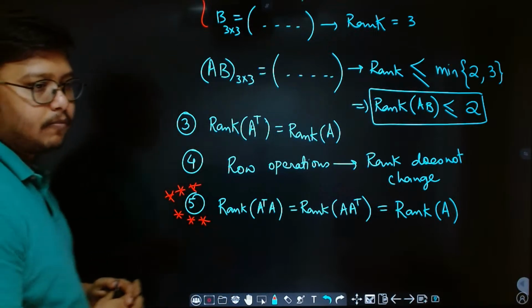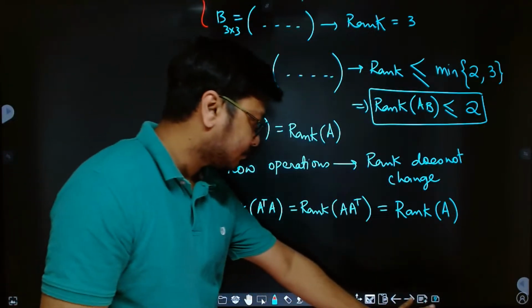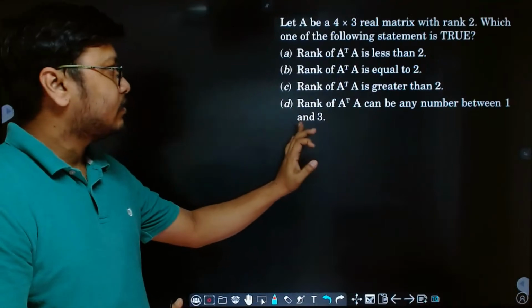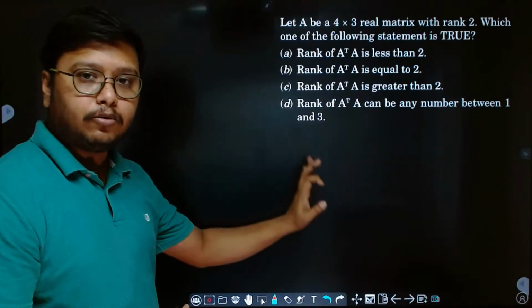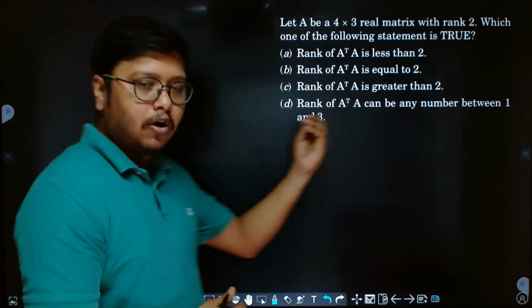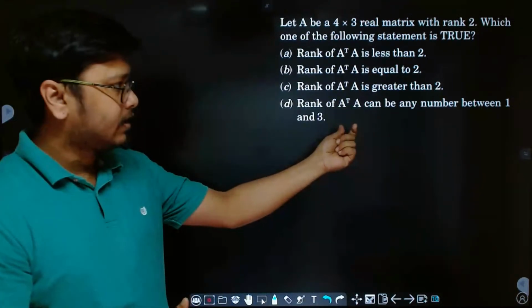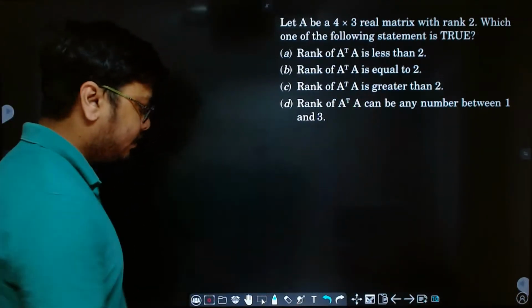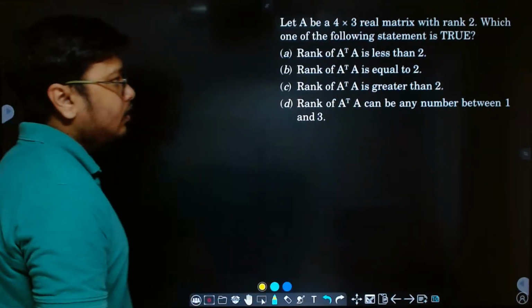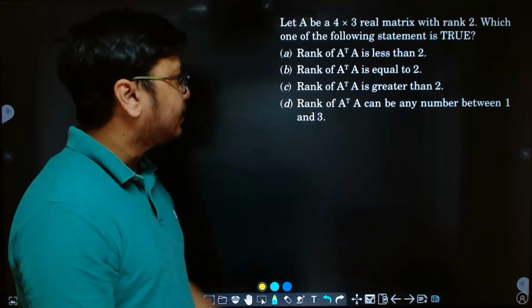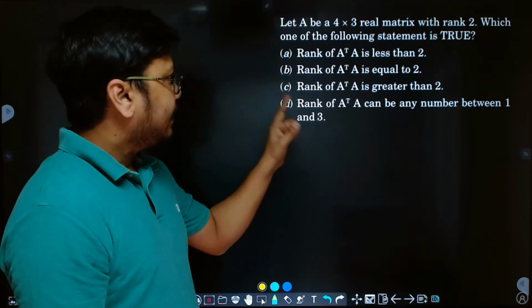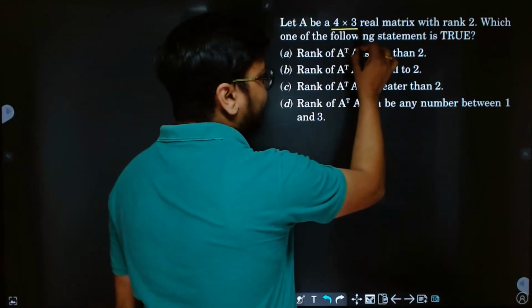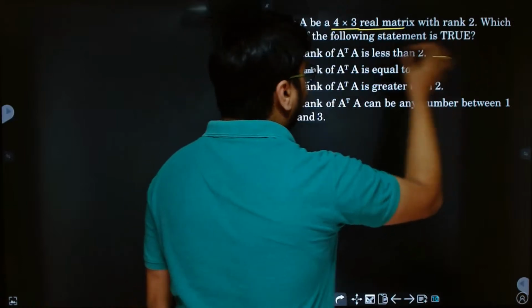So moving on to some questions of rank. Just the property which I told you right now, these are all some previous year questions. I don't have the year written right now in this particular format, but these are all previous year questions of GATE. So it is saying that A is a 4x3 real matrix of rank A.